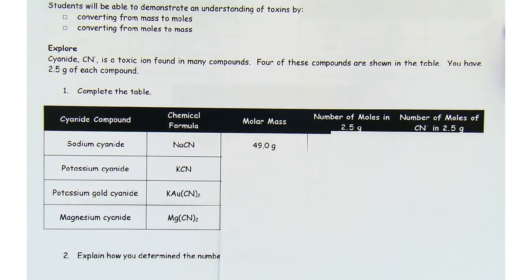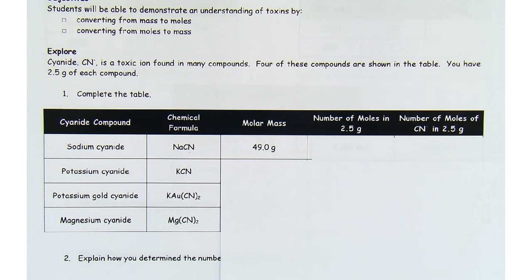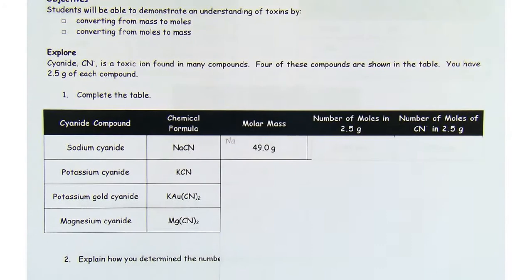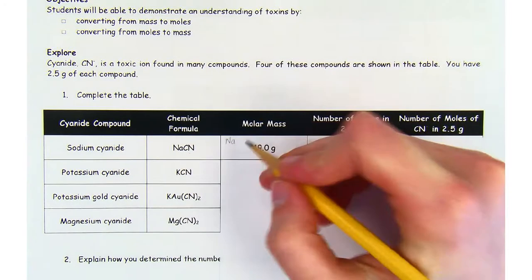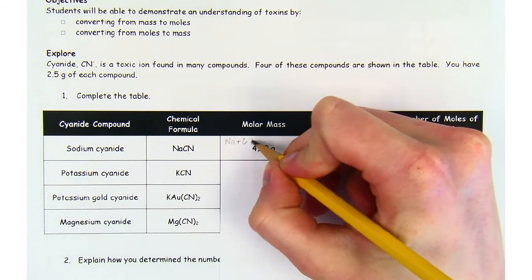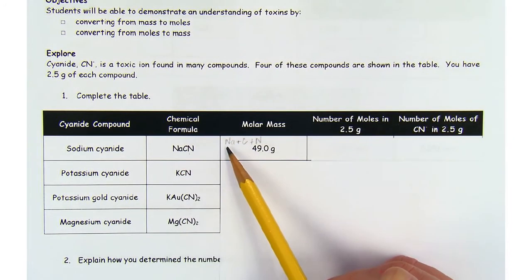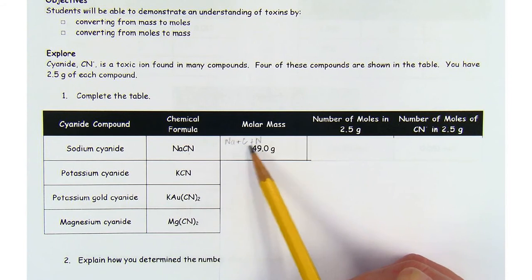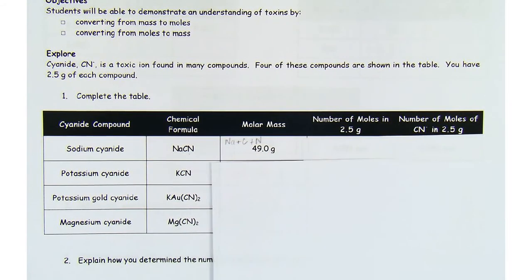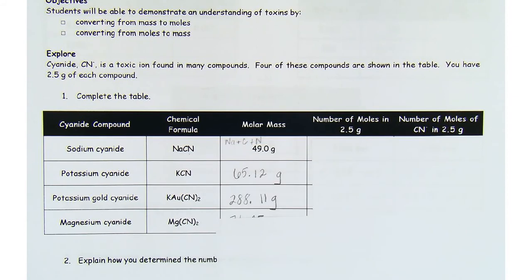So the first step to do this is to find the molar mass. For the example that's given for sodium cyanide, they came up with the number 49.0. They got this by looking at the periodic table. They looked at the mass for sodium, Na, then the mass for carbon, and added that, and then the mass for nitrogen, and added that. So I believe this number is 22.99, 12.01, 14.01. Add those all up, you should get 49. If you do that for the rest of them, these are the numbers that you get.